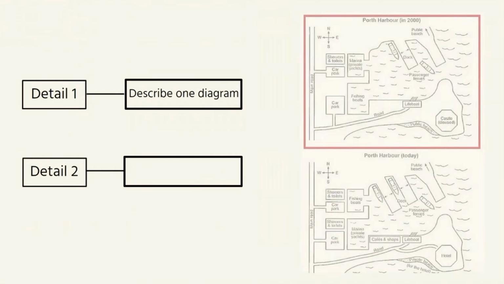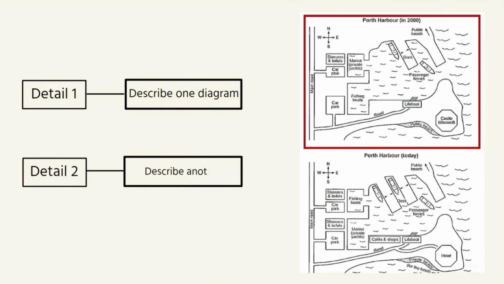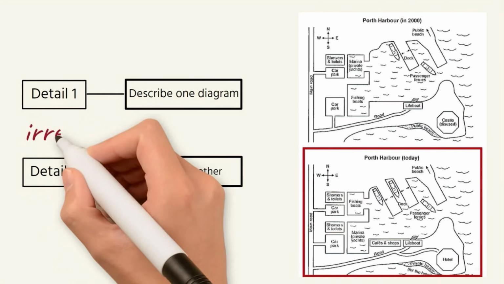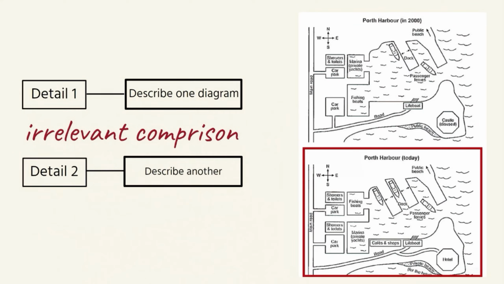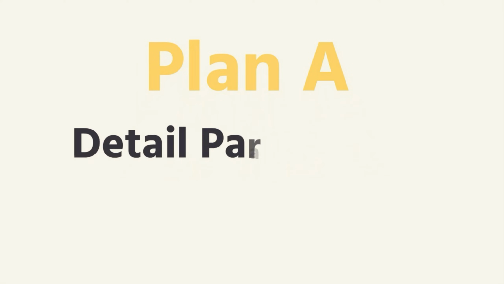But don't describe one diagram for detail 1 and describe another for detail 2. That's what irrelevant comparisons mean. I will plan and compare the 2 essays. Plan A. Detail paragraph 1.